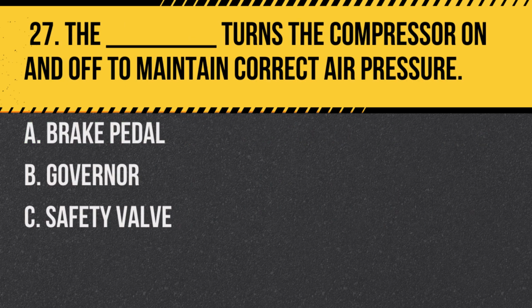Question 27. The blank turns the compressor on and off to maintain correct air pressure. A. Brake pedal. B. Governor. C. Safety valve. Answer: B. Governor. It ensures the air pressure remains within the correct range.